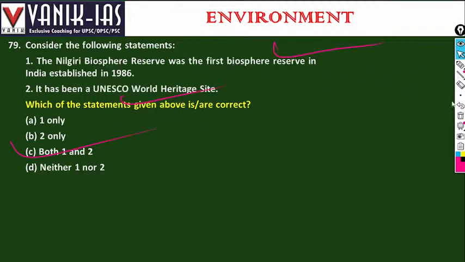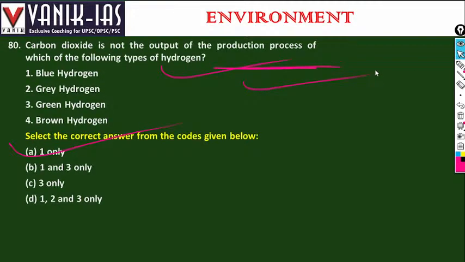The Nilgiri Biosphere Reserve was the first biosphere reserve in India, established in 1986. It has been a UNESCO World Heritage Site. No, the first biosphere reserve is the Nilgiri Biosphere Reserve. Yes, so both those statements are correct regarding biosphere reserve. If national park is considered, then it is the Uttarakhand National Park, Jim Corbett National Park.